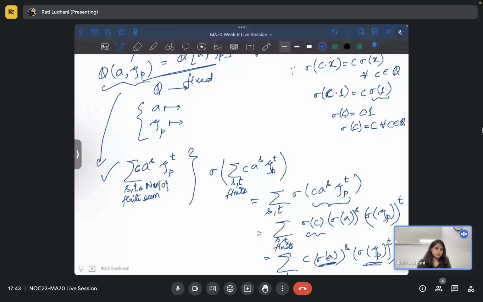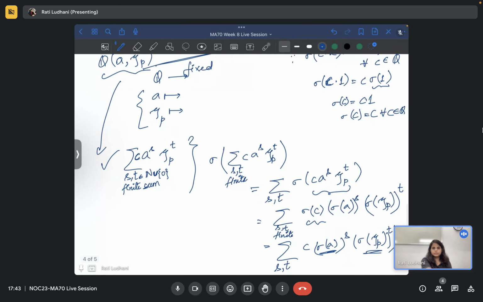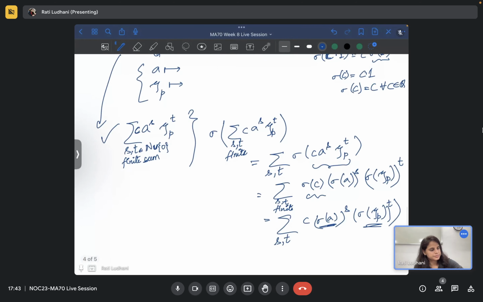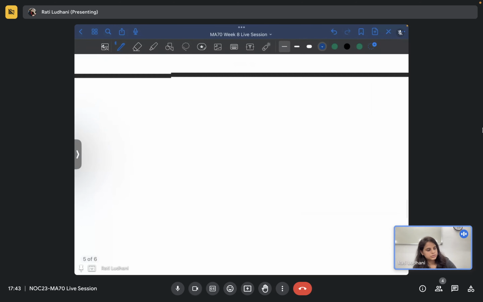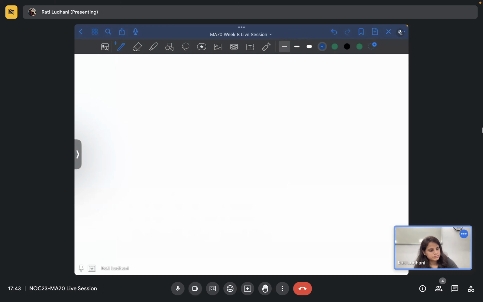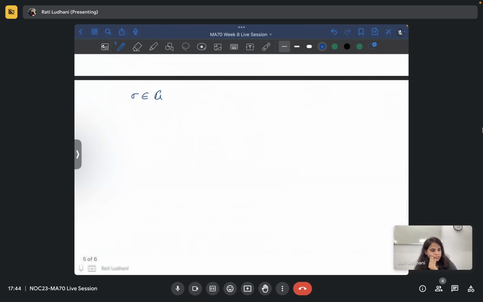So it is enough to get information for sigma of a and zeta p, where these elements are mapping. So let's see. So sigma belongs to, as I said, G, which is the... Ma'am, please scroll down once.